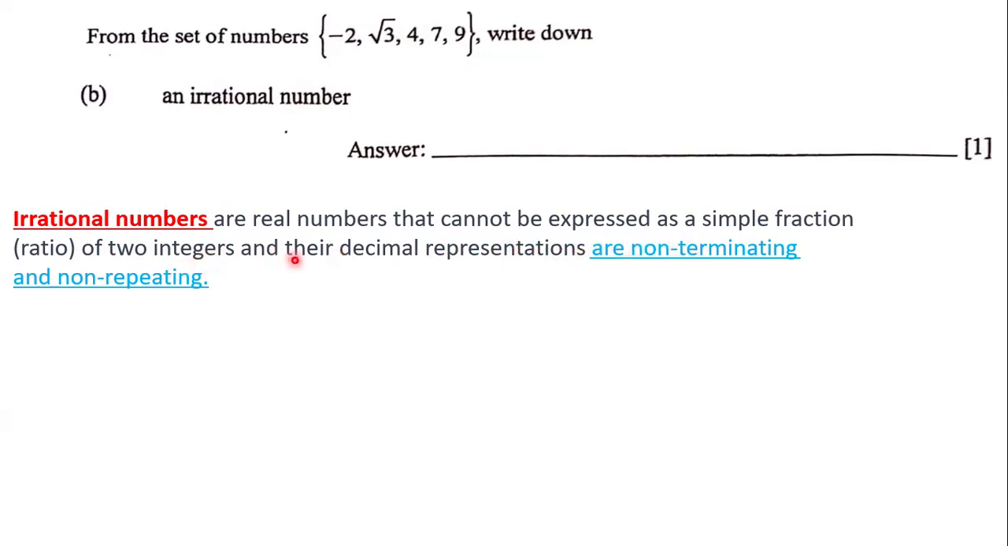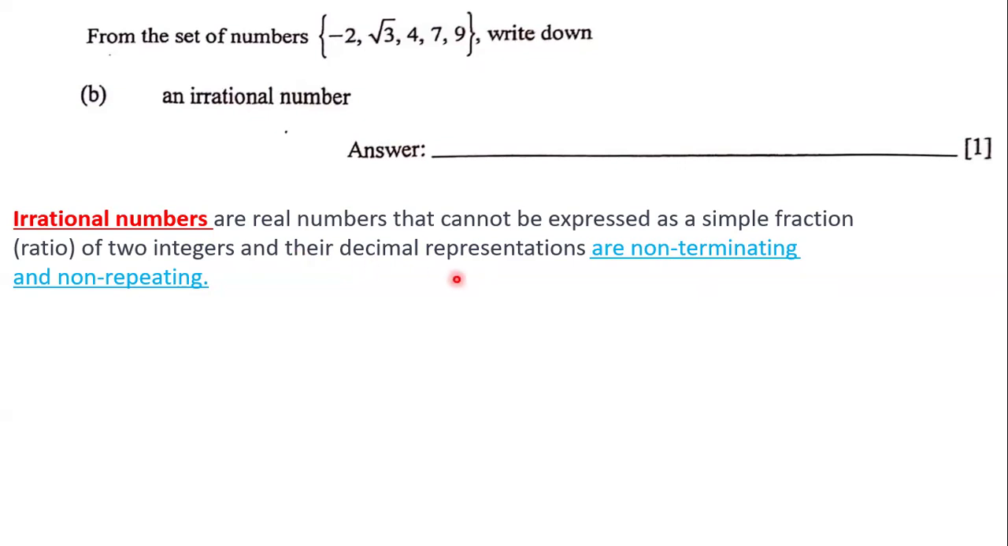So two things. For irrational numbers, you cannot express them as a simple fraction, like 2 over 4, 3 over 5. You cannot express an irrational number in that way. So an irrational number cannot be expressed as a fraction of two integers. So if it's a fraction of two integers, it's not an irrational number.